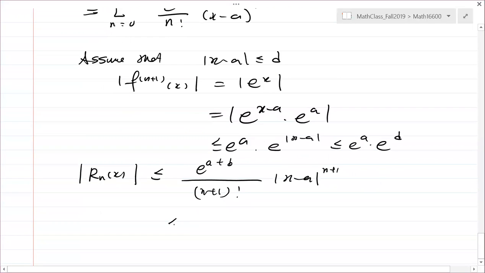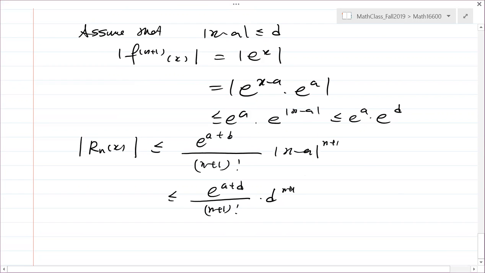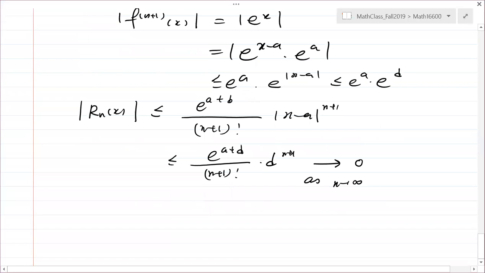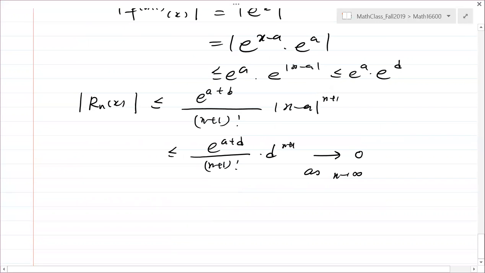And I can say that this is going to be (n plus 1) factorial, e to the a plus d, and that is d to the n plus 1. But clearly this is going to be 0. Okay, this approaches 0 for |x minus a| less than or equal to d. So it doesn't matter which d you choose, it's always converging to 0.